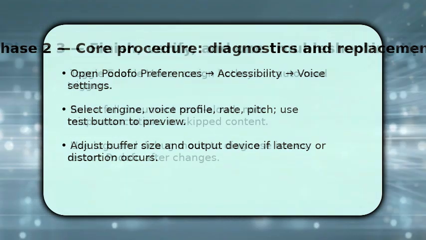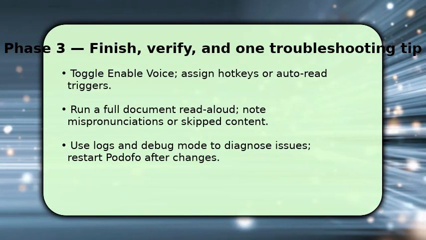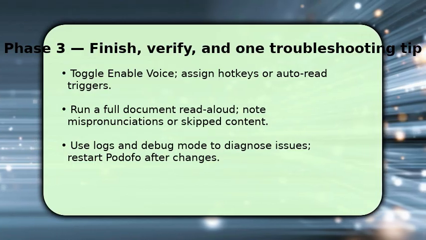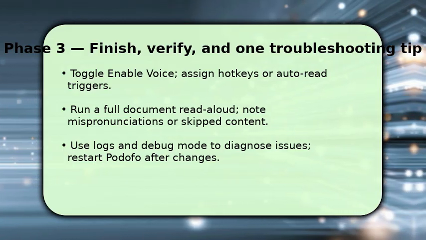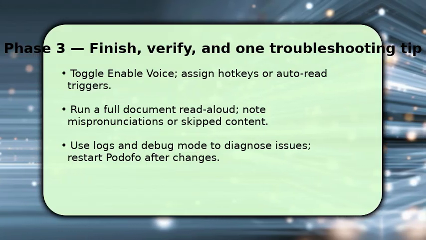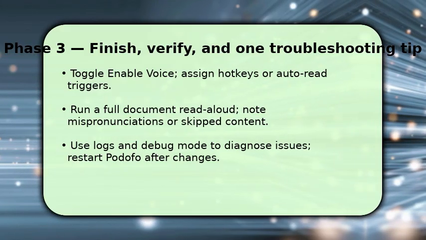Enable voice in settings and assign hotkeys or auto-read triggers so you control when narration runs. Then test by running a full document read aloud. Listen for mispronunciations, skipped lines, or timing issues because these indicate mapping or engine problems.